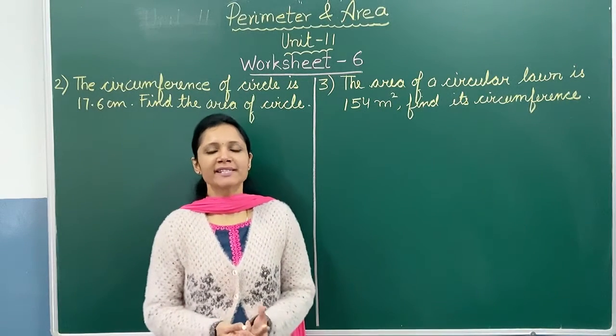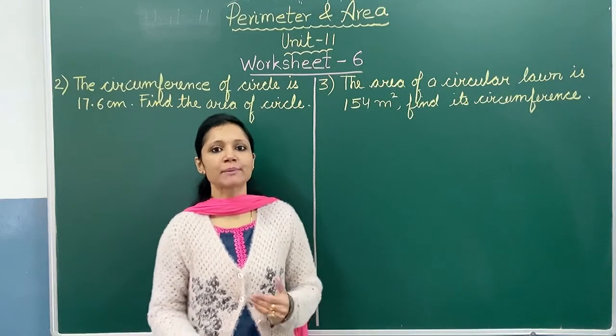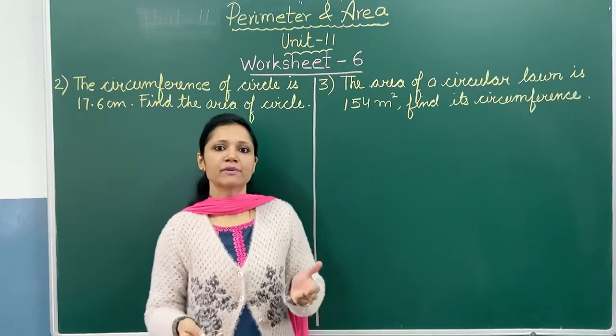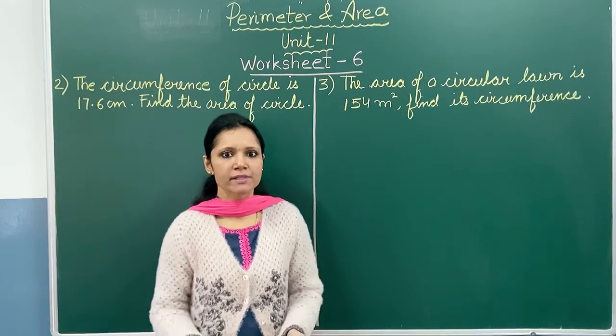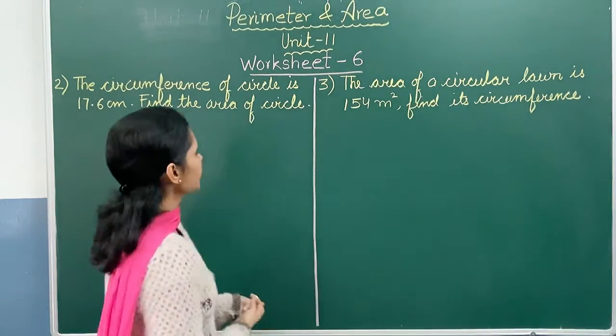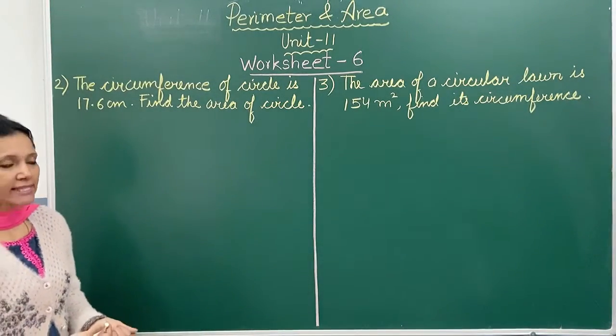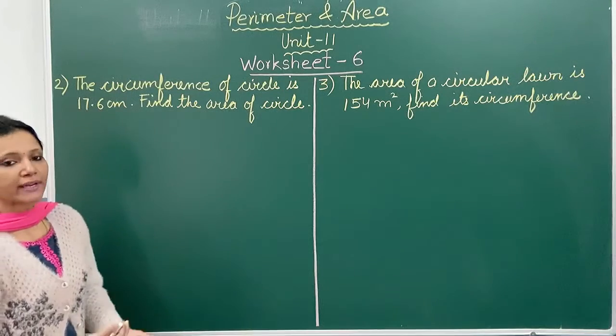So as you have just seen in the video, in order to calculate the area of the circle, the formula is pi r square. That means we must know the value of the radius of the circle in order to find its area. So let's start with worksheet number 6, question number 2. The circumference of the circle is 17.6 centimeters and we have to find the area.